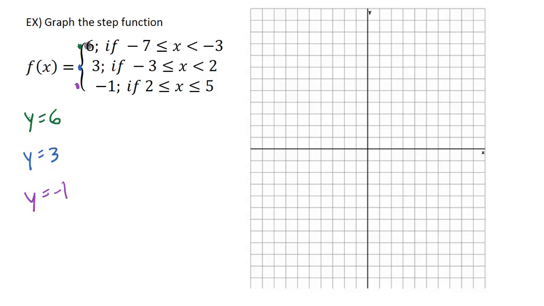So first of all, when x equals 6, y equals 6, that represents a horizontal line. So it's going to go through the y-axis at 6. So I go up 1, 2, 3, 4, 5, 6. So I'm going to put my line right through there.